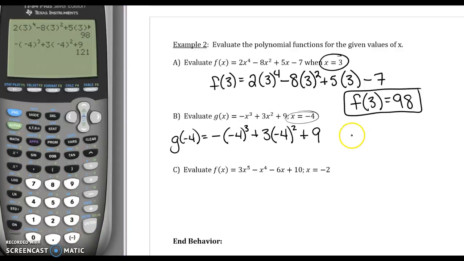And if you watch the video later, it actually shows, like it highlights every button that I push on that calculator. G of negative 4 is 121.